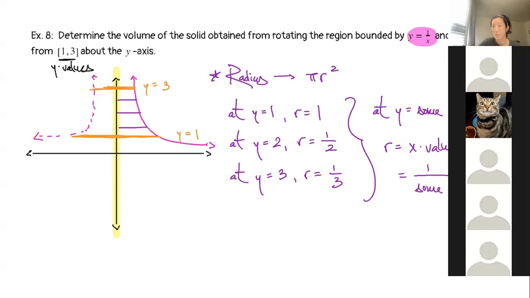Turns out they played that same trick on us again. They gave us this equation, y equals 1 over x. But I'm going to spoil a surprise here. Now that we see that our radius is perpendicular to that axis of revolution, that means we're going to need to take this equation and get x by itself. So x equals, when I solve for x in that equation, what do I get?